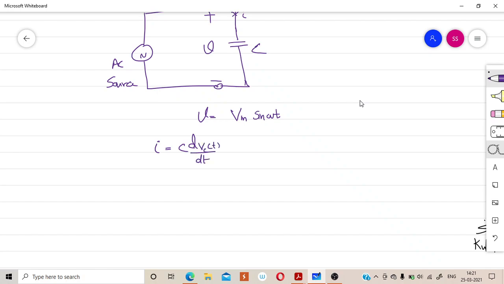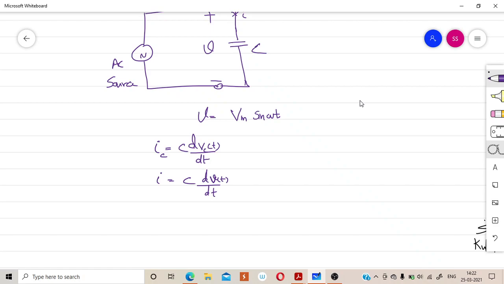So Ic is equal to C into d by dt of Vc of t. Here Ic is I, so I will be equal to C into d by dt of Vc of t, meaning the voltage across the capacitor. That is nothing but v, so we get I equal to C dv of t by dt. Okay, this is our equation.